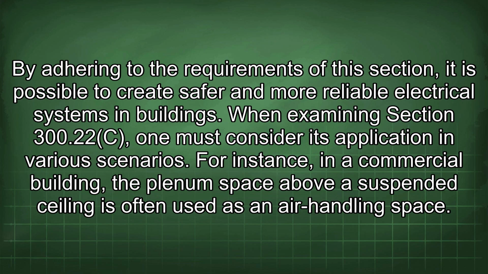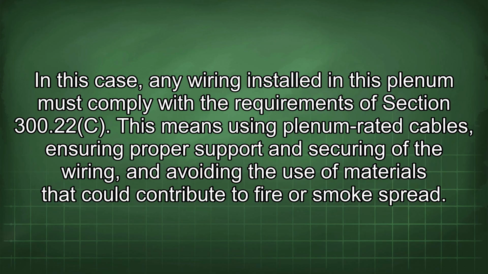When examining Section 300.22(C), one must consider its application in various scenarios. For instance, in a commercial building, the plenum space above a suspended ceiling is often used as an air handling space. In this case, any wiring installed in this plenum must comply with the requirements of Section 300.22(C). This means using plenum-rated cables, ensuring proper support and securing of the wiring, and avoiding the use of materials that could contribute to fire or smoke spread.